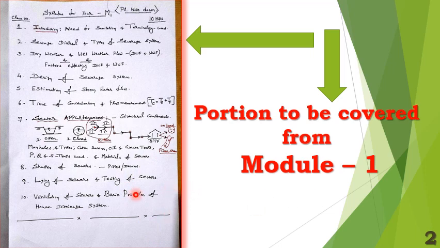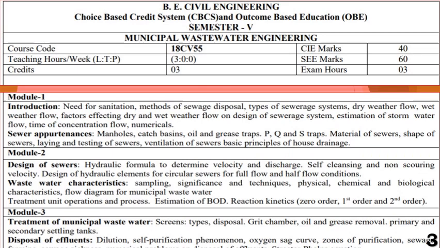Now let us go to the next slide. Dear students, I am explaining again and again. This is the overall syllabus of your subject. The subject is Municipal Wastewater Engineering, and the subject code is 18CV55. This will give you an overall idea about your syllabus. This is module number 1, this is module number 2 and module number 3. I have given three topics, that means three modules, in this slide. Next slide, two remaining modules. Totally you have 5 modules. Please be perfect in your syllabus. Syllabus and topic coverage is always very important.